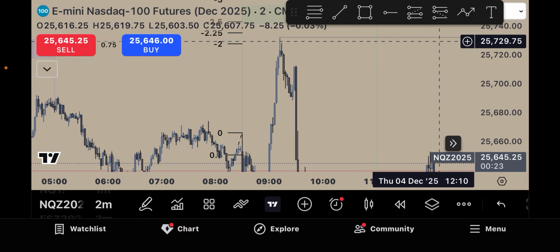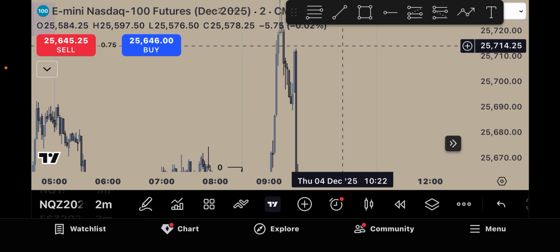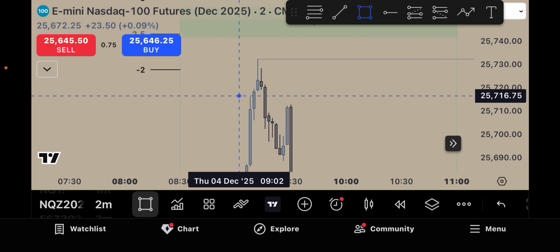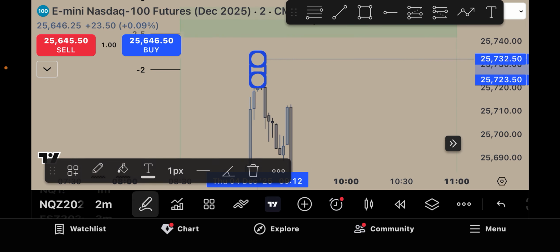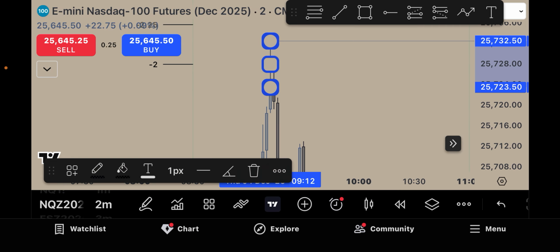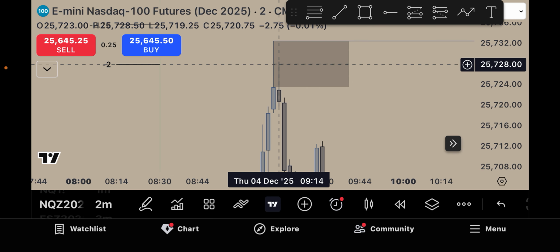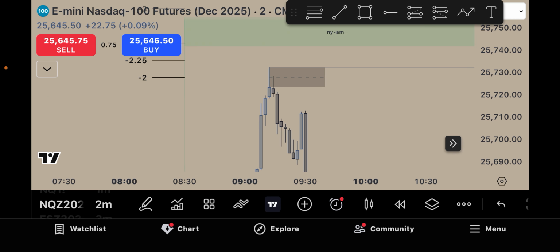You can see -2 got hit. We had a little rejection block, reaction, I guess you could say. Little rejection block, trade right here. We make this 2-minute rejection block and tap CE, and then pretty much could have caught high of day right there.